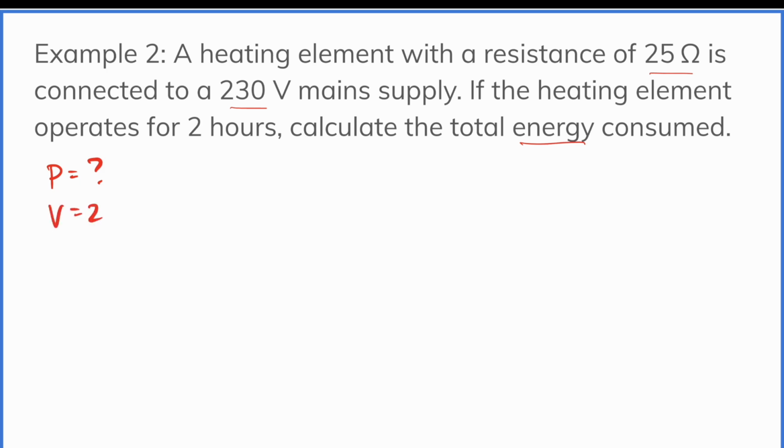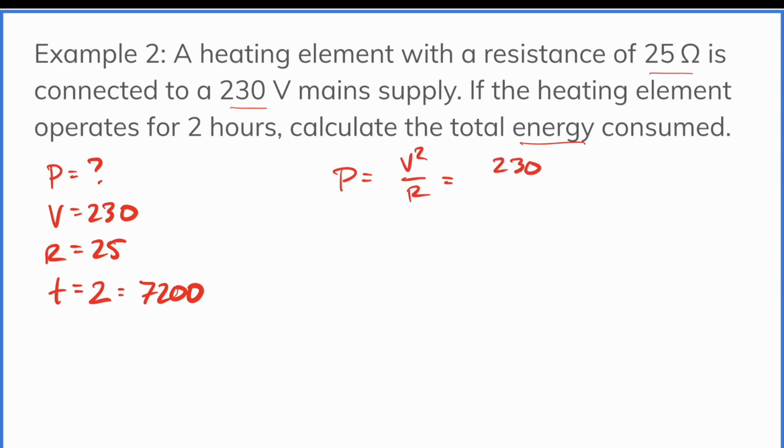So the power is what we're looking for. We have a potential difference of 230. We have a resistance of 25. We have a time of 2 hours, which I want to put in seconds, so I'm going to convert that into seconds right now, which gives me 7,200 seconds. All right. So the power is going to be V squared over R, which is 230 squared divided by 25, which gives us a power of 2,116 watts.